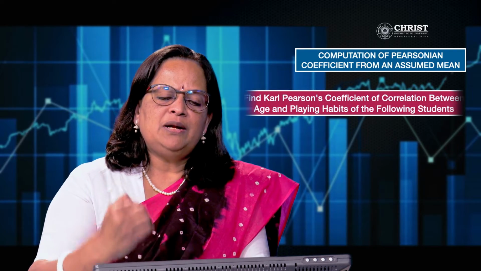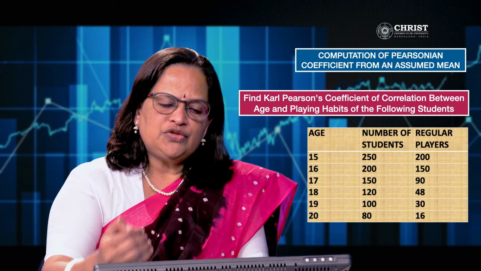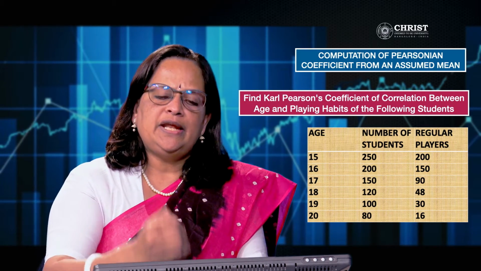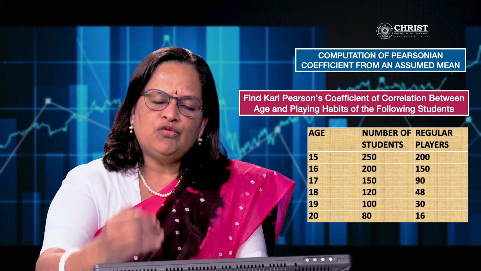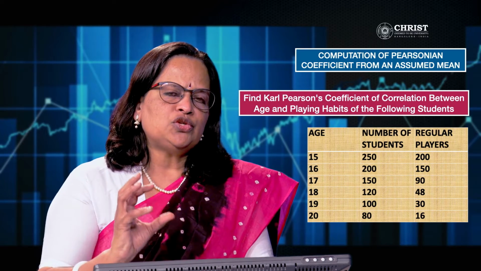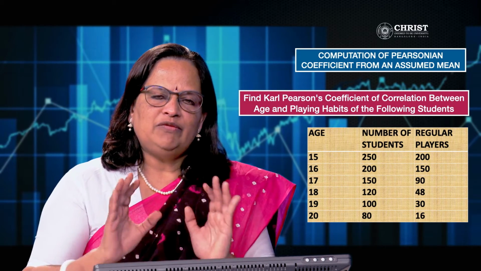This is a different type of problem. Find Karl Pearson's coefficient of correlation between age and playing habits of the following students. Age of the students from 15 to 20. Number of students 250, 200, 150, 120, 100 and 80. Regular players 200, 150, 90, 48, 30 and 16. This type of problems are important and usually they will ask for section C question. So one problem I thought I'll explain with this module.